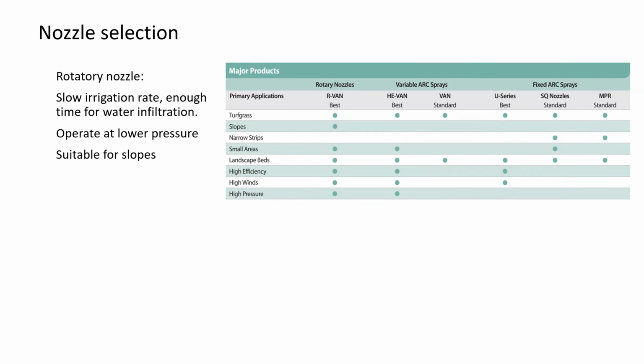But with rotary nozzles, they apply water slowly, and then a zone would get water, and then it would switch to a different area, and then it would just rotate. So that way, there is higher infiltration time for water, so it goes well below the root zone, and it also has less operating pressure. It sends less gallons per minute, and it's suitable for slopes.